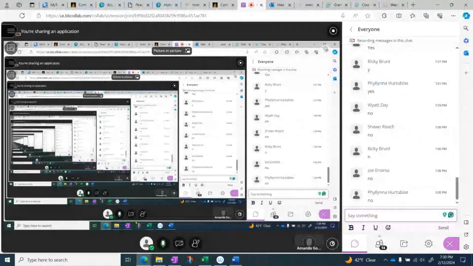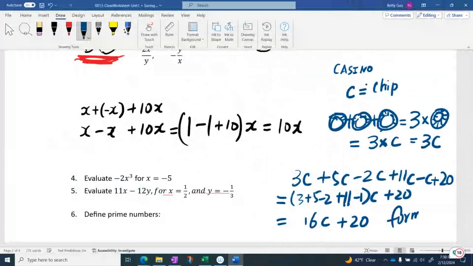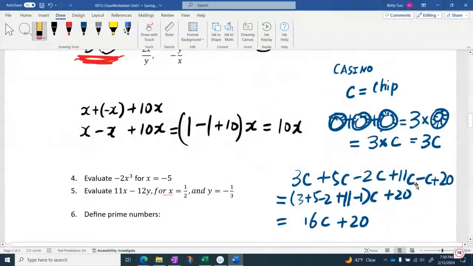Form-wise, we are not able to combine them. We just leave them here. That's already simplified. 16C plus 20 is the simplified form. You have 16 chips in your pocket and $20 in your pocket. So another way to see this, how do you know?